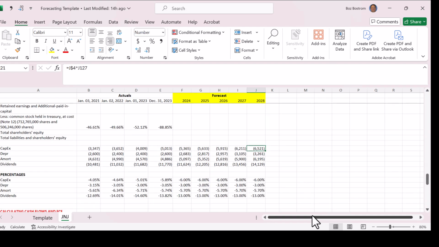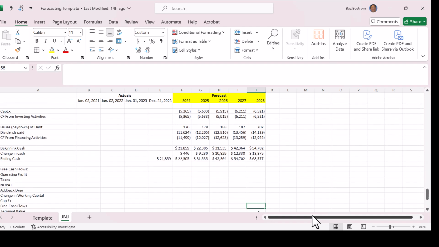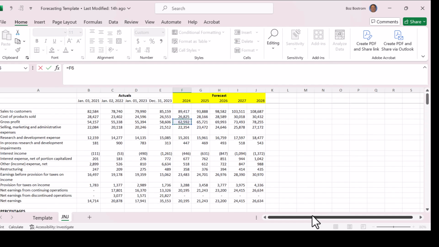And now that you have this one done, now you can do your free cash flows, your operating profit. You can go up to your operating profit here. Let's see. So they have, for their operating profit, it is going to be gross profit. They don't have a subtotal for it. That's okay. Gross profit minus selling, marketing, and administrative, minus research and development, minus in-process research and development. Okay, so they just don't have an operating profit.